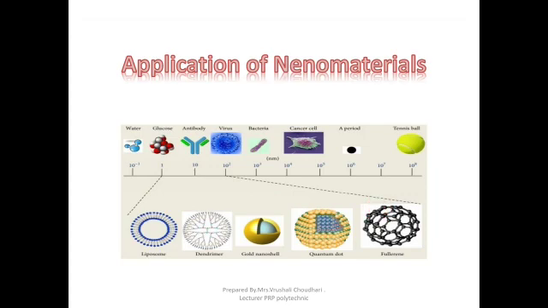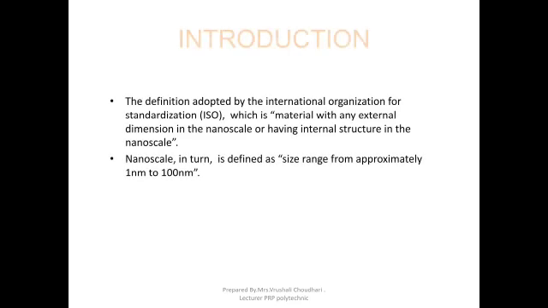What is a nanomaterial? A material which has a dimension of 1 to 100 nanometers is called a nanomaterial. Where are we using this? We are using it in a variety of applications that we are going to study. A nanomaterial is a material having an external dimension in the nanoscale. Nanoscale means a size range from 1 nanometer to 100 nanometers. 1 nanometer is 10 raised to minus 9 meter.